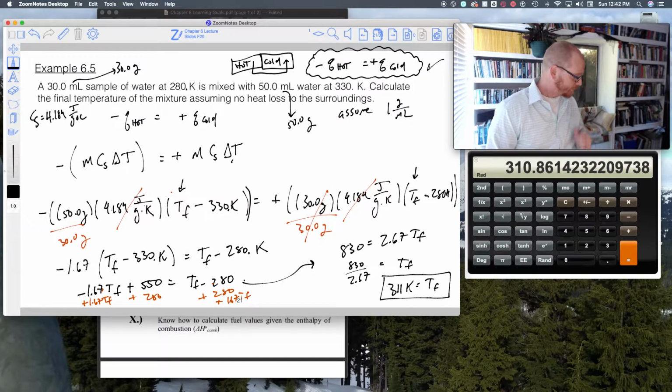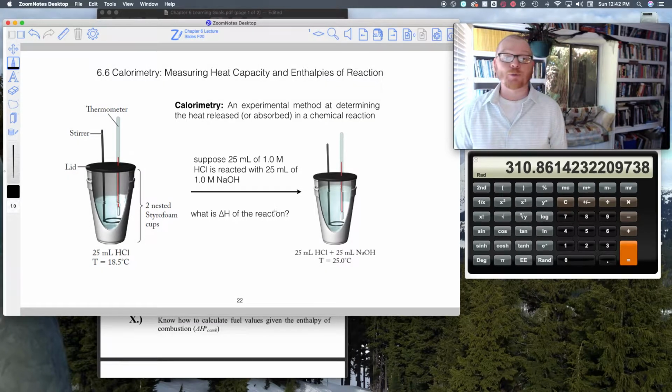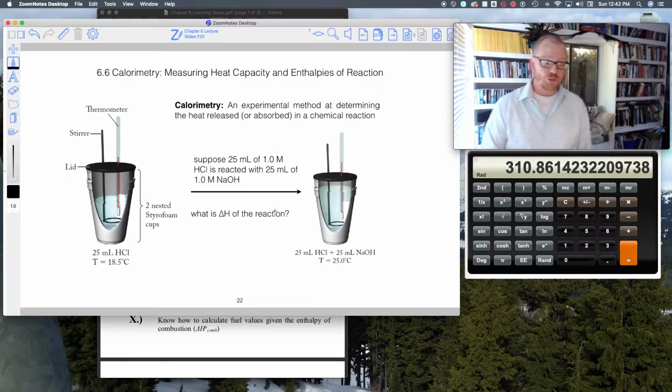Okay, so let's move on. And so obviously this is a physical transformation. What happens when we do a chemical transformation?